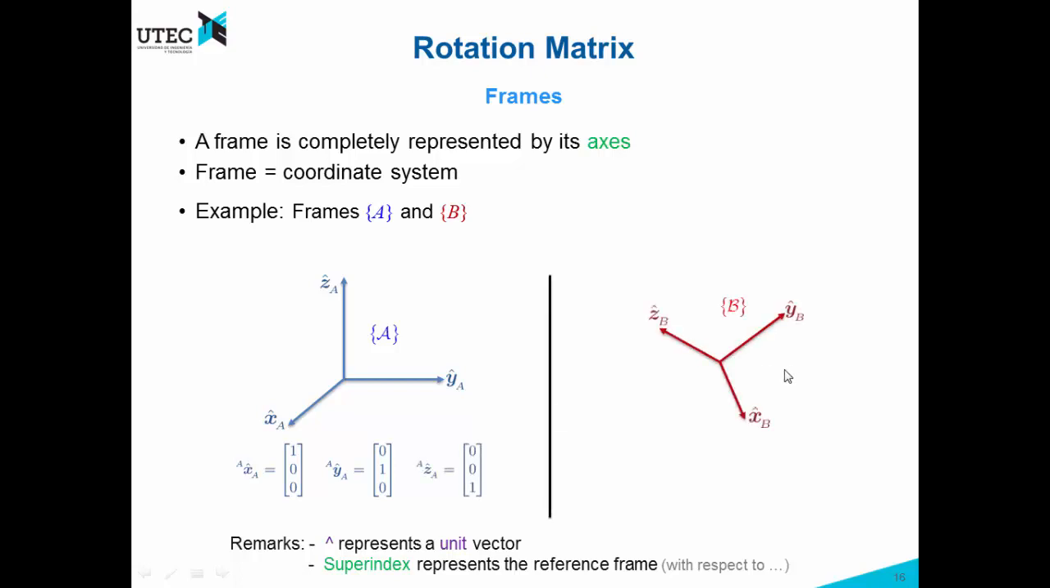Now let's see frame B. Frame B has a rotation with respect to the previous frame. In this case, if we want to represent XB in its own reference frame, that is in frame B, it will be again just 1, 0, 0. YB in reference frame B will also be 0, 1, 0, and ZB will also be 0, 0, 1. Now, what rotation matrices do is they represent this axis in terms not of the same frame, but in terms of another frame. For example, this axis of B in terms of A or vice versa.